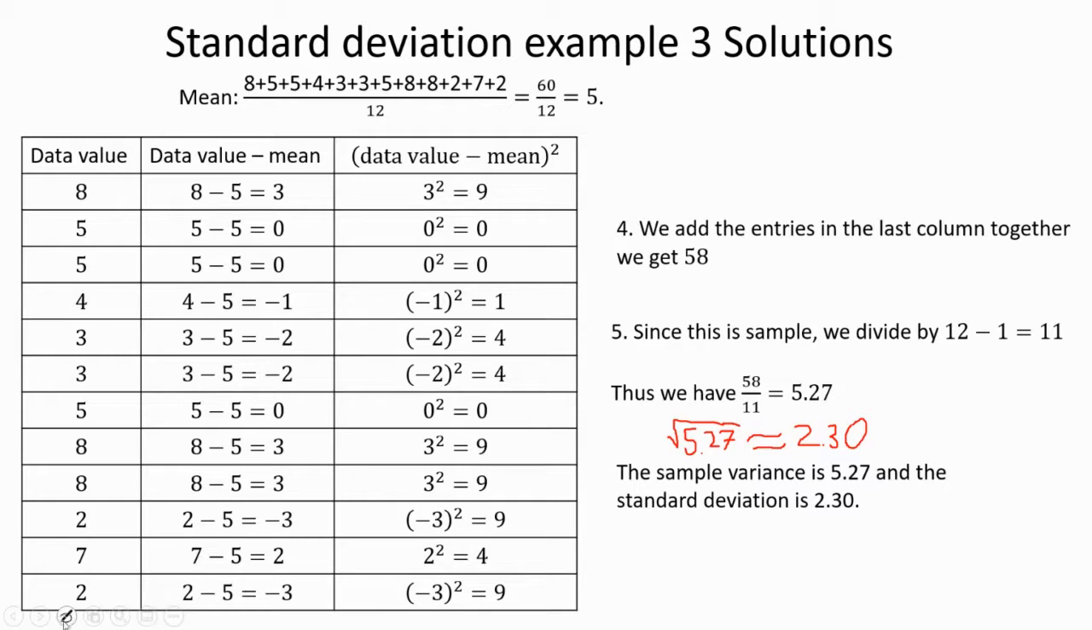Okay? There we go. So again, we take square roots, and that's how we get the standard deviation. The number we have right before we take the square root, or what we're taking the square root of, that's the variance. This is our standard deviation. All right. Any questions on this?